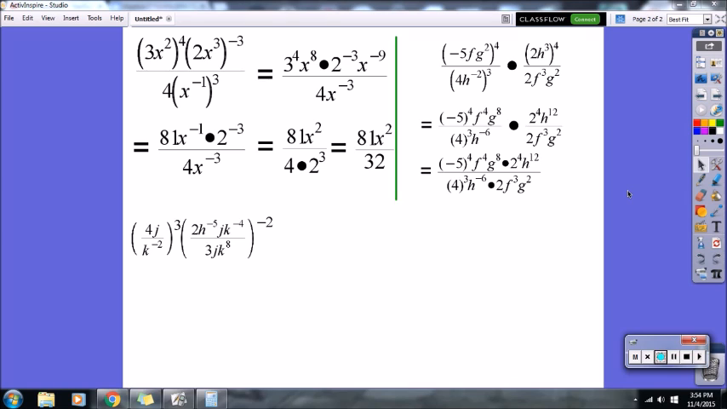In addition to that, I'm going to evaluate the negative 5 to the fourth, the 2 to the fourth, and the 4 to the third. Go ahead and get those numbers evaluated.